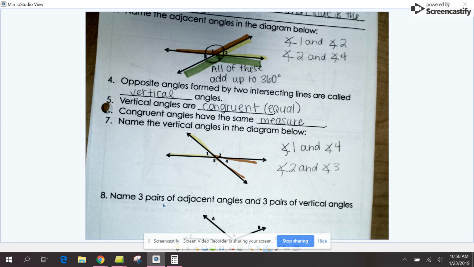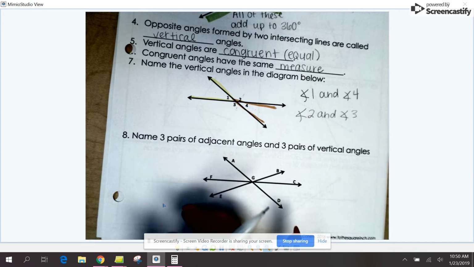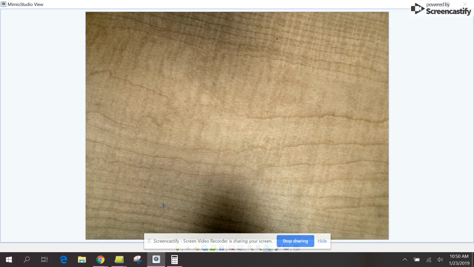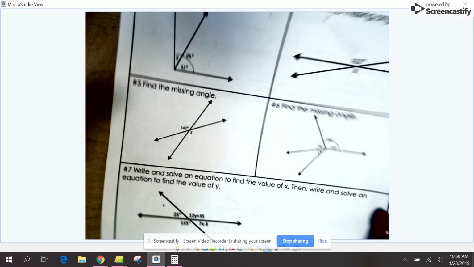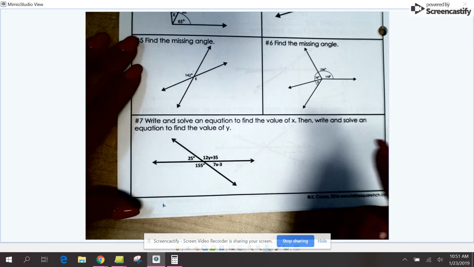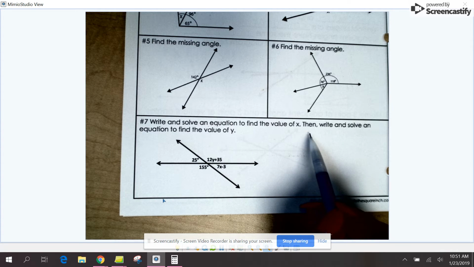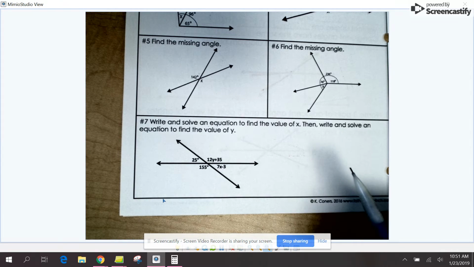All right. We're going to skip number 8. Let's flip over the paper. And we're going to go to the last one since it's working with equations. So we want to write and solve an equation to find the value of x, then write and solve an equation to find the value of y.